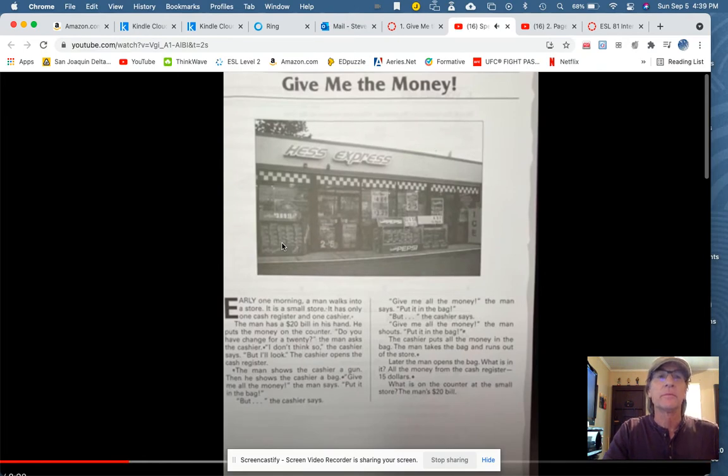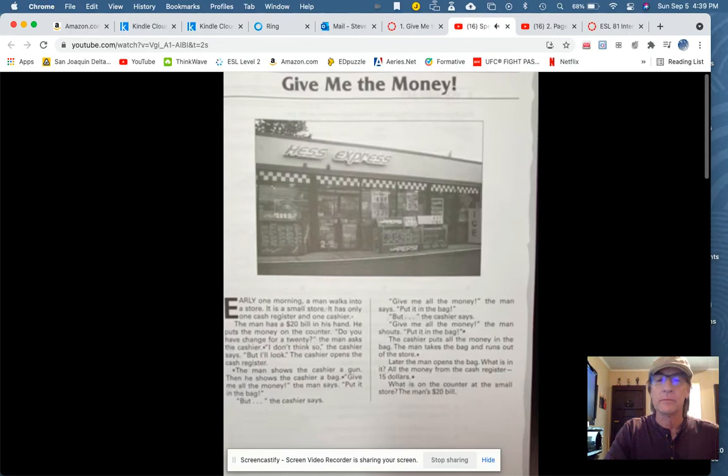Later, the man opens the bag. What is in it? All the money from the cash register. $15. What is on the counter at the small store? The man's $20 bill.